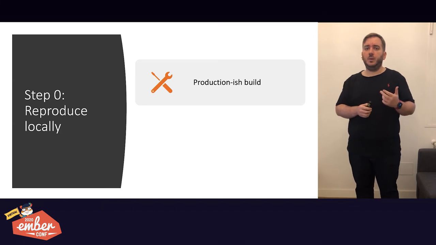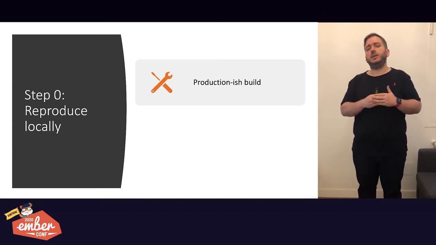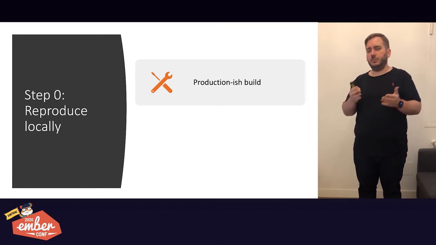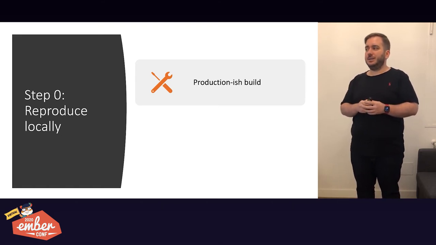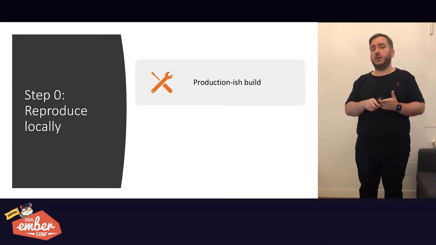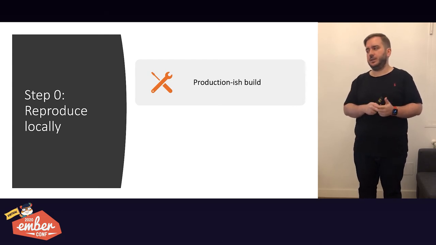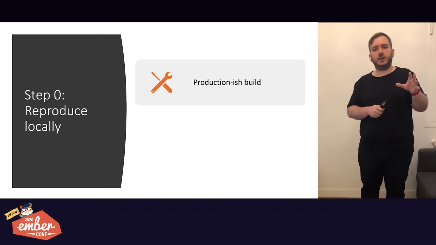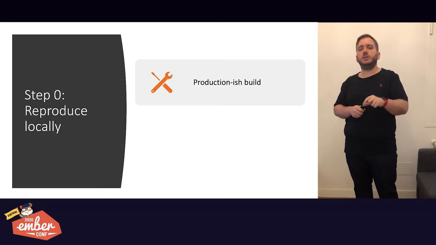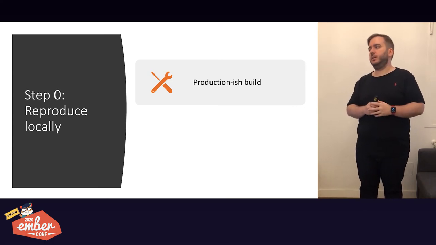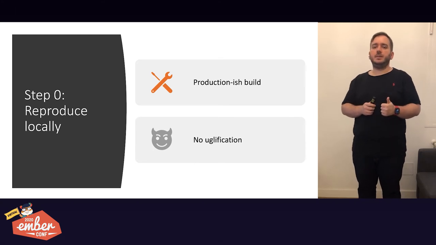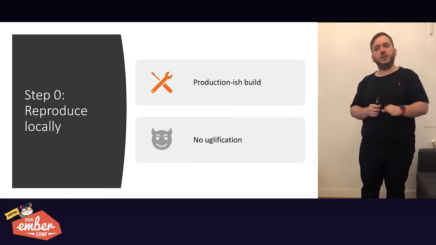Production build. Why? Because we want to have the build as close as possible to production. That means that we might need to remove some loggers or some services. If we were building the FastBoot application and moving it to another project, we would be doing that here. We want to be as close as possible. And one big change that really needs to be done is no uglification.